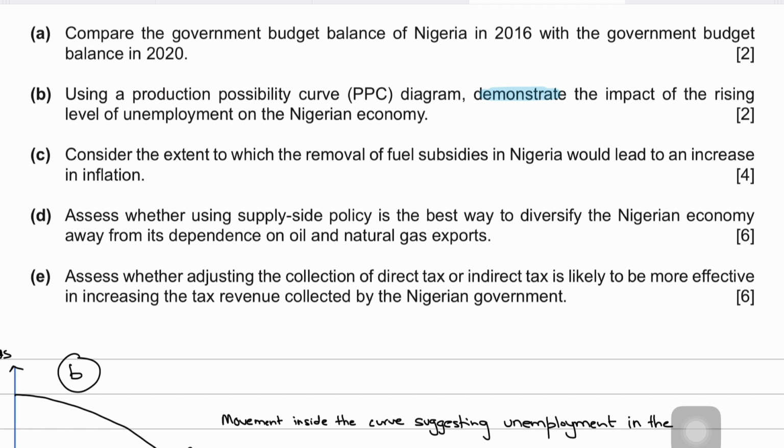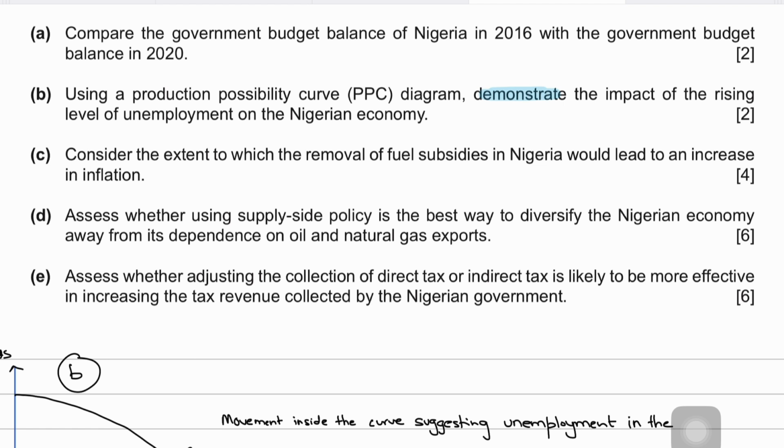But since the question says consider the extent, obviously you need to mention 1 or 2 points, not necessarily a lot of them, but just mentioning 1 or 2 points as to when the removal of fuel subsidies could not lead to inflation. So you need to evaluate. The evaluation could mean that in the next paragraph or the last paragraph you say that however the extent of this impact would depend upon certain factors.